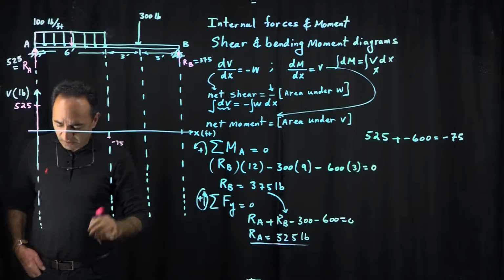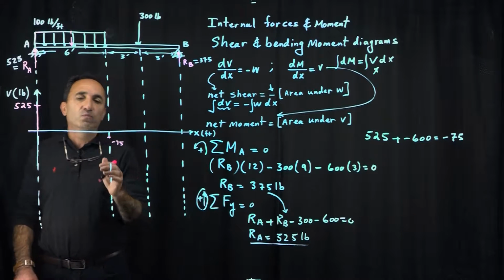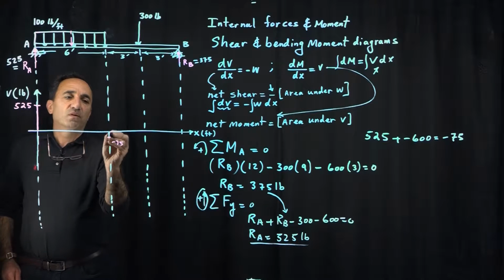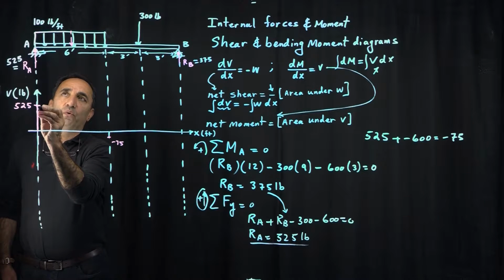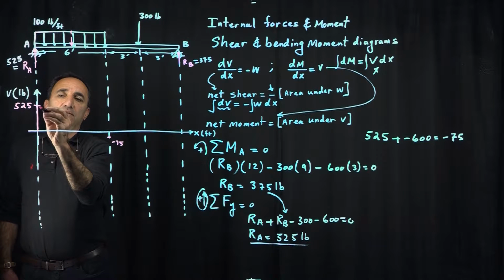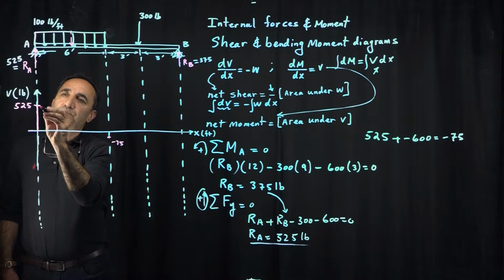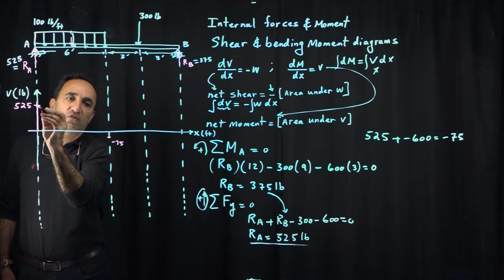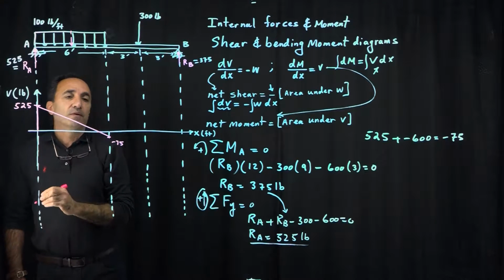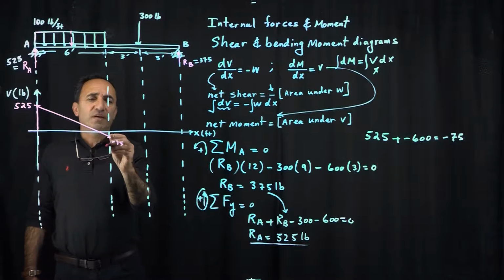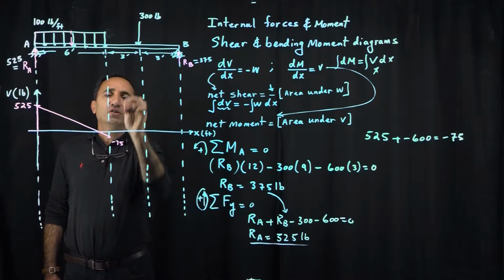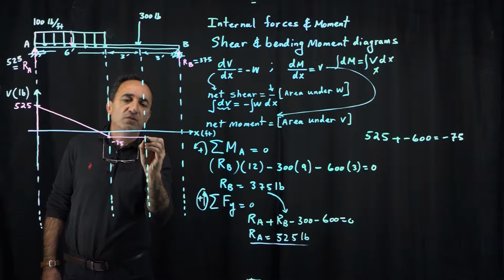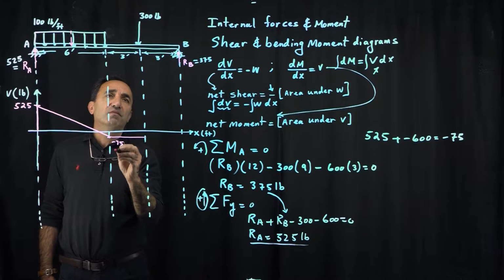Of course, I cannot do this to scale, but I'll do my best. So if this is 525, this is 75. Now, whenever the intensity of the load is constant, the shear changes linearly like this. Okay? Now, what happens after that? From here to here, nothing is changing, so the shear remains constant at minus 75.